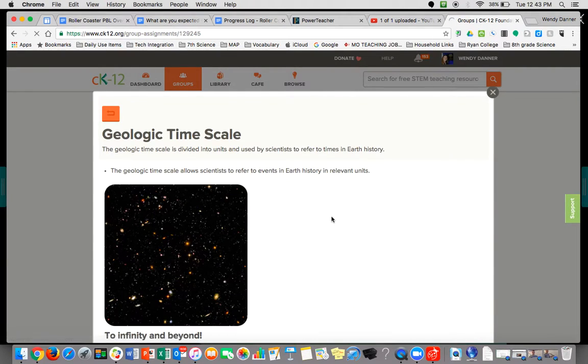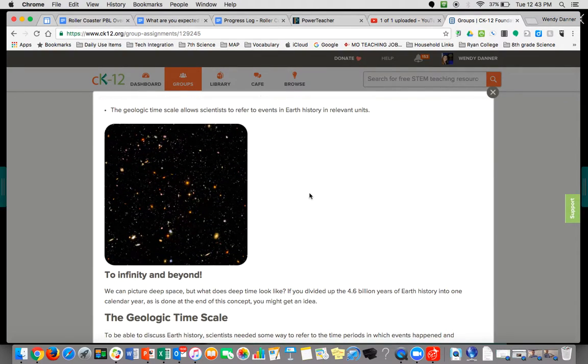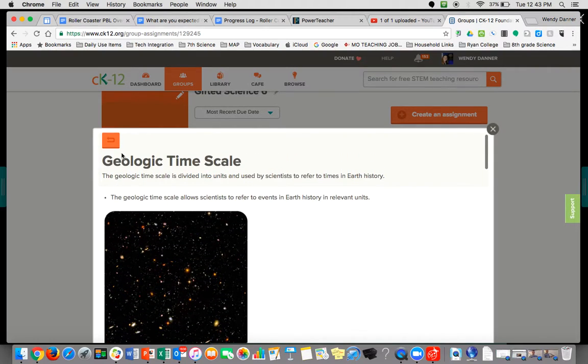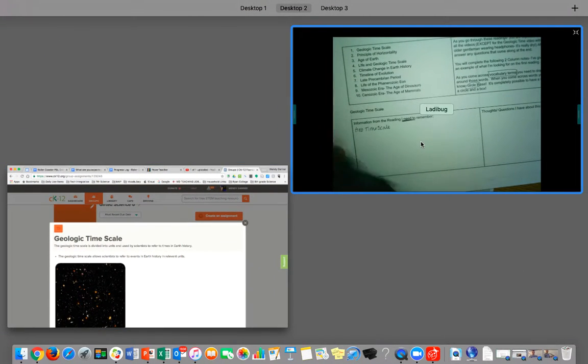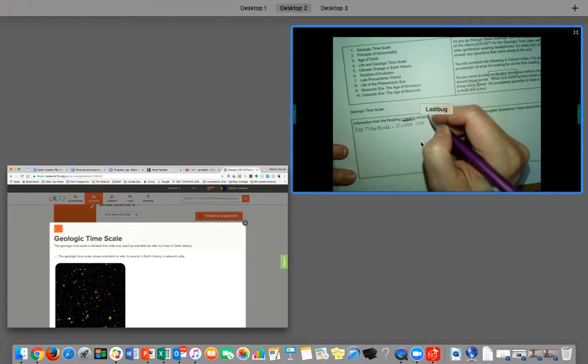I don't know if I'm doing this right, but anyway, here's what I got. The geologic time scale allows scientists to refer to events in Earth's history in relevant units. So up here underneath geologic time scale, I'm going to put geo time scale. It is divided into units.